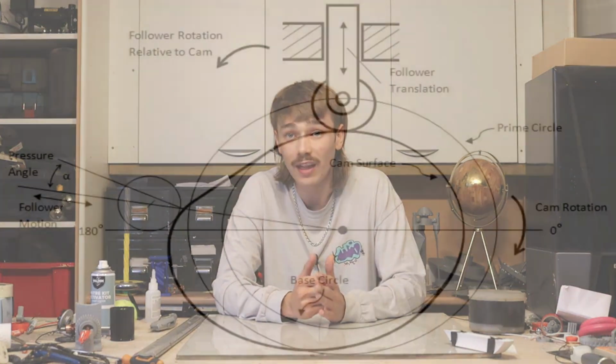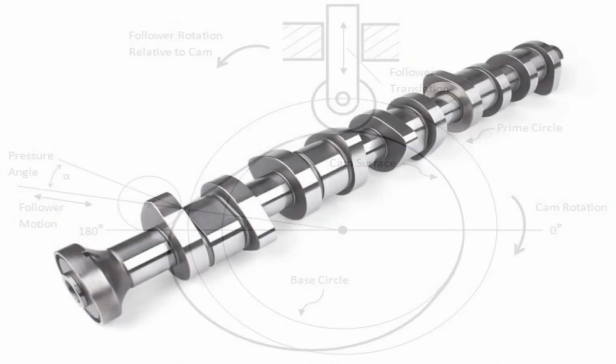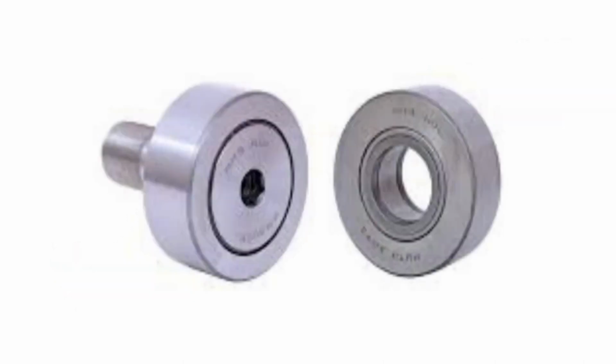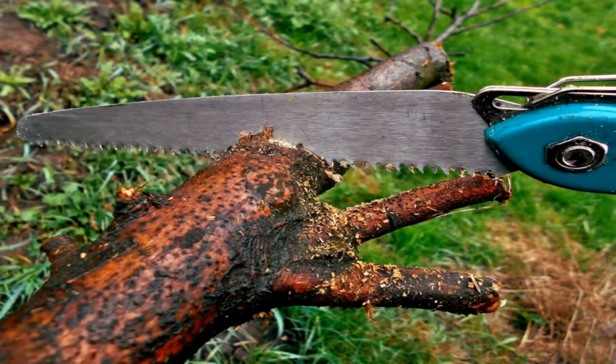Well, at its core, a cam is a specially shaped component that almost looks like an egg, usually a disc or a cylinder that rotates around an axis, and it's designed with varying profiles or lobes that interact with other parts such as the followers or levers. This interaction translates rotational motion into oscillating motion.